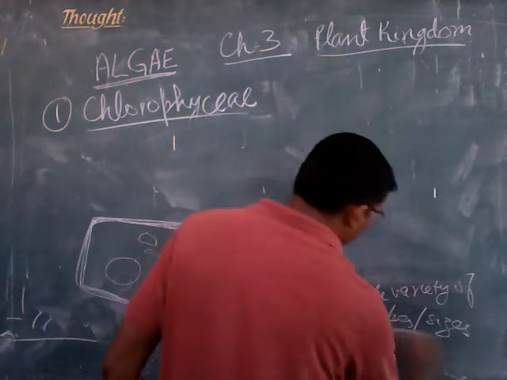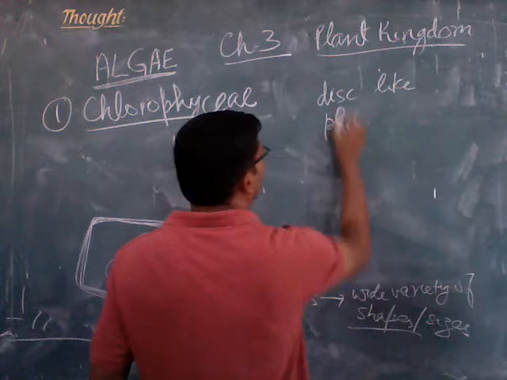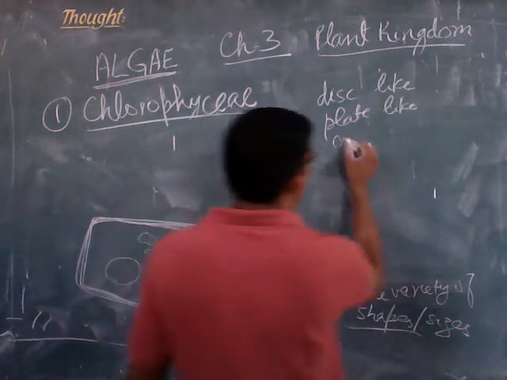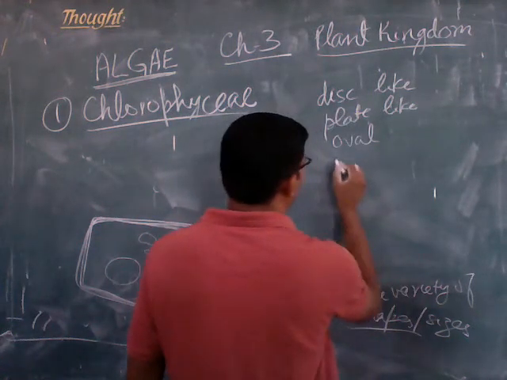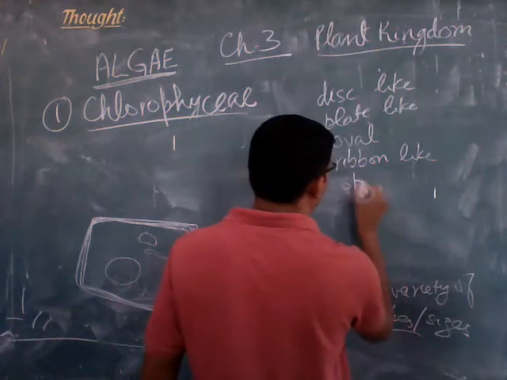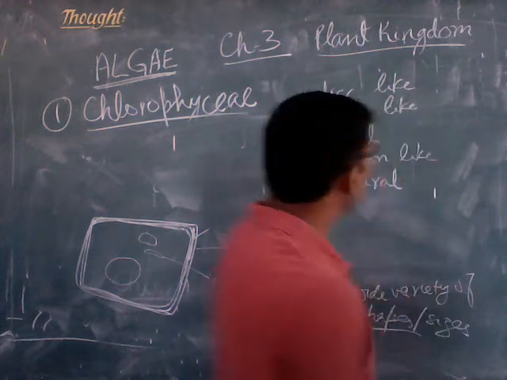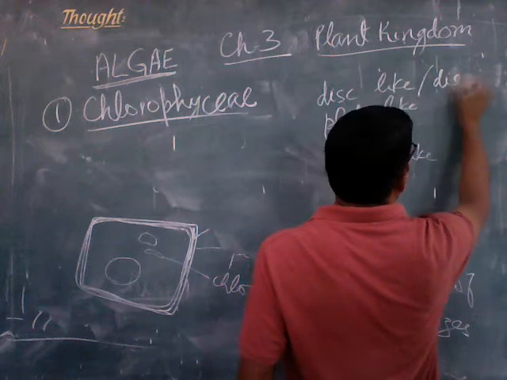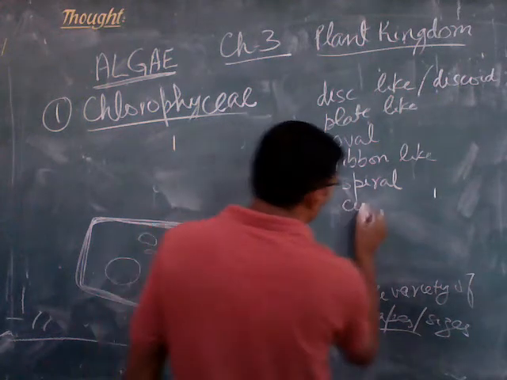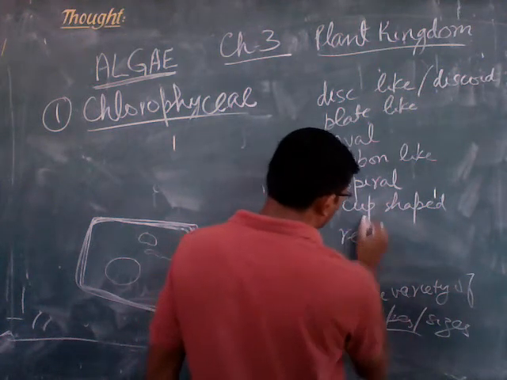So the shape of the chloroplast may be disc like, it may be plate like, okay, it may be oval, it may be ribbon like, it may be spiral, so this is also called discoid. Then there will be cup shape, or there will be a network like shape. They are called reticulate.